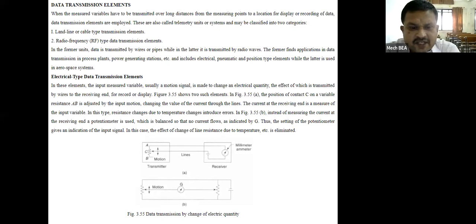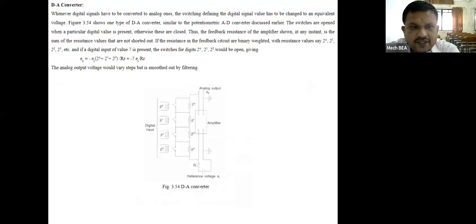When the measured variables have to be transmitted, when the digital signals have to be converted to analog ones, the switching defining the digital signal value has to be changed to an equivalent voltage. Figure 3.54 shows one type of digital to analog converter similar to the potentiometric analog to digital converter discussed earlier. The switches are opened when a particular digital value is present. Otherwise, these are closed. Thus, the feedback resistance of the amplifier shown at any instant is the sum of the resistance values that are not shorted out.